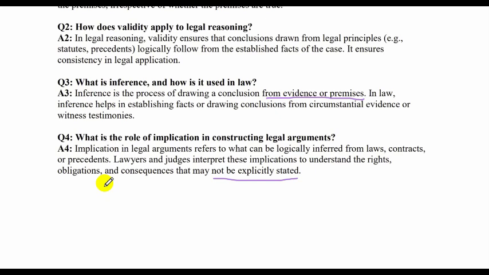Let's take an example of law. A steals something. That itself means that A will be punished as per law. Whatever laws are applicable, he will be punished.